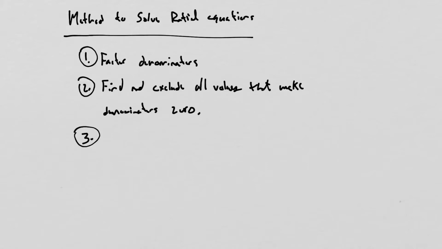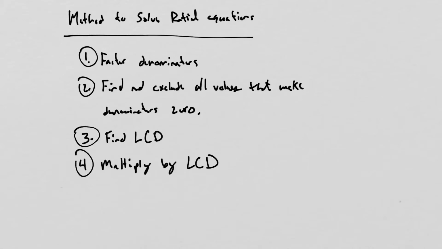Then we want to find the least common denominator, multiply the entire equation by the least common denominator. Finally, from here, we can just solve the equation. While this method will always work, we won't always follow this method in the next few examples. This is just a general outline of how to do it.